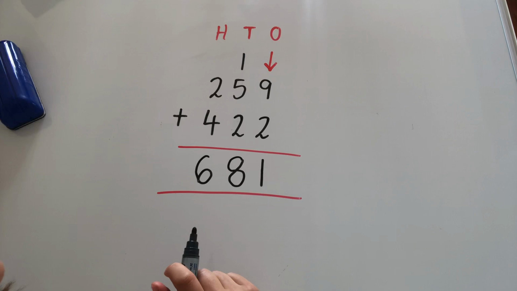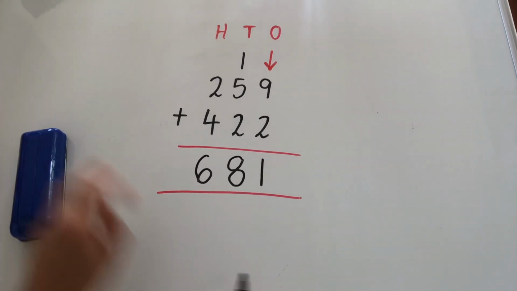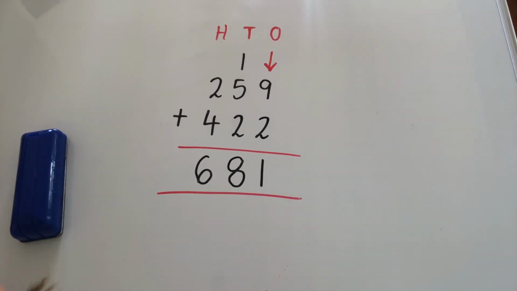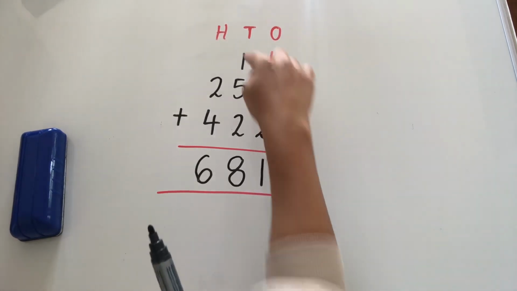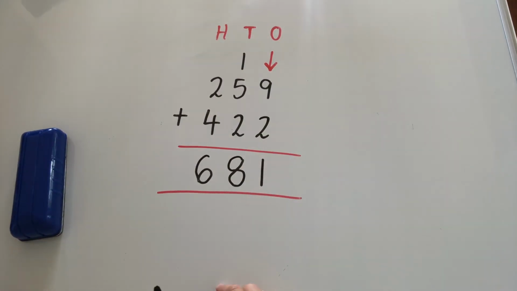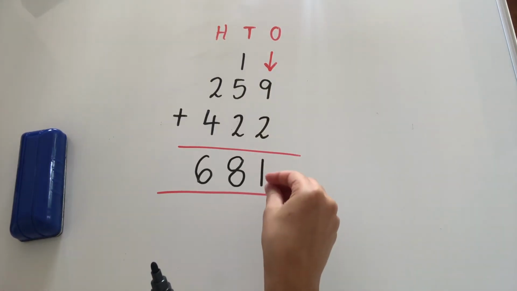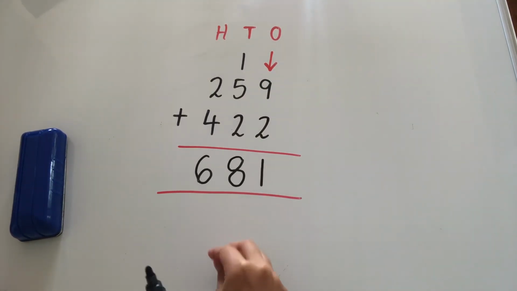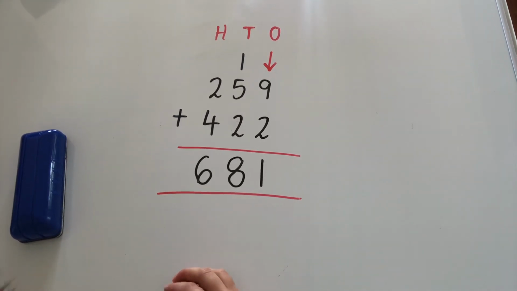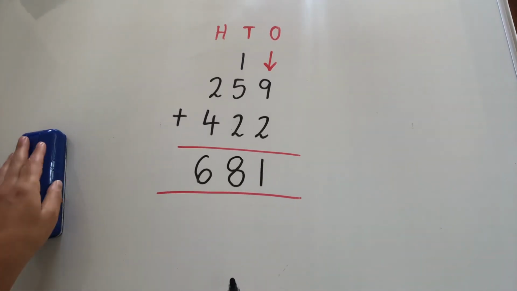So what's really important, guys, when you're doing your own equations is that you are setting your columns out carefully in line with one another. So all the ones column has to be in line with each other. The tens has to be in line with each other, the hundreds, and if you're doing 4-digit numbers, the thousands. That's the really, really most important part. Good luck with your questions today, guys.